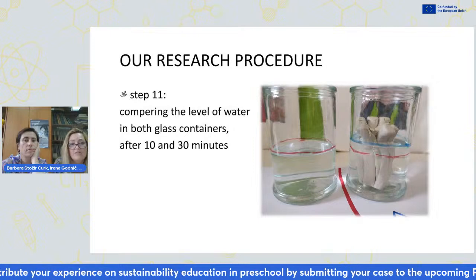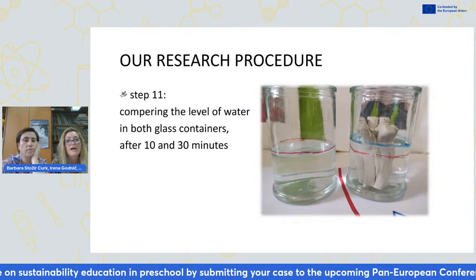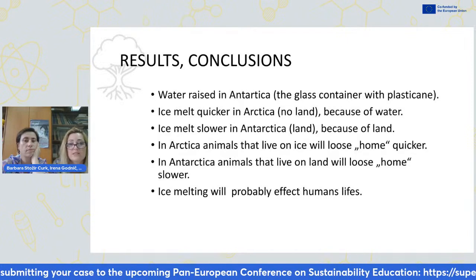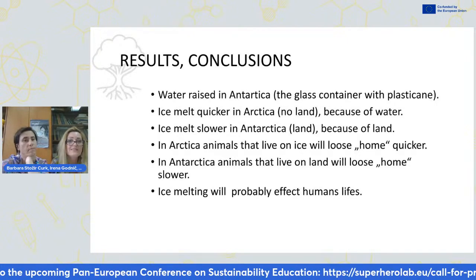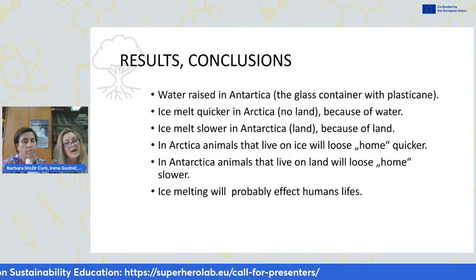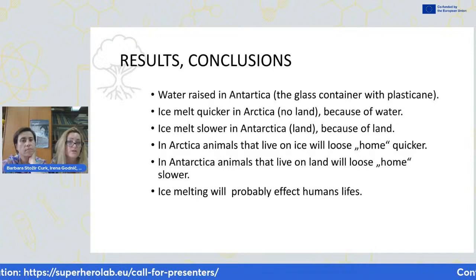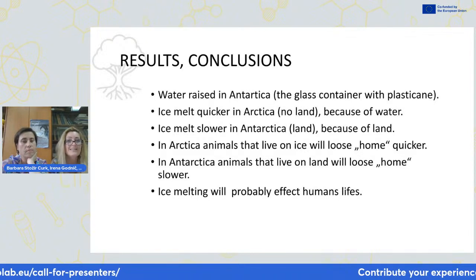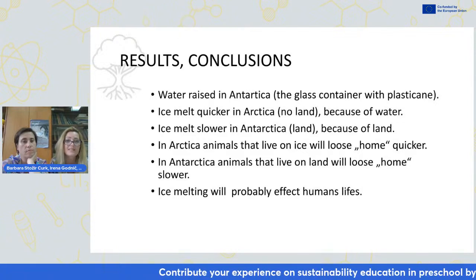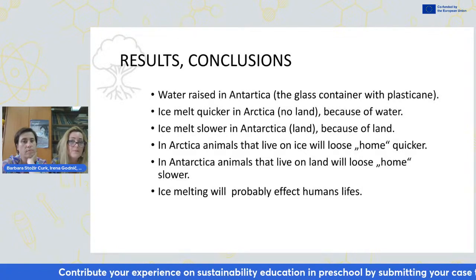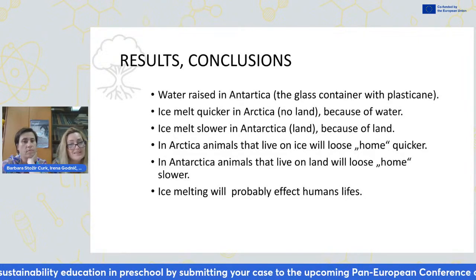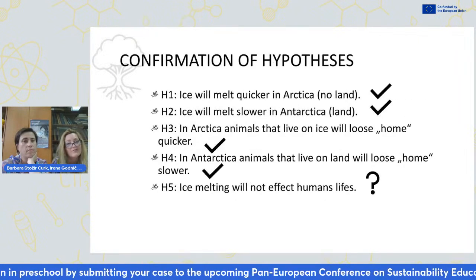So comparing the level of the water in both glass containers after 10 and 30 minutes, we got some results and conclusions. Water rose in Antarctica, the glass container with plasticine. Ice melts quicker in the Arctic, where there was no land, because of water. Ice melts slower in Antarctica, where there was land, because of land. In the Arctic, animals that live on ice will lose their home quicker, and in Antarctica will lose their home slower. And ice melting will probably affect human lives.